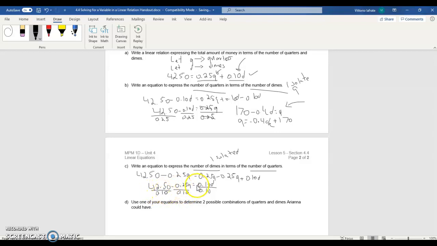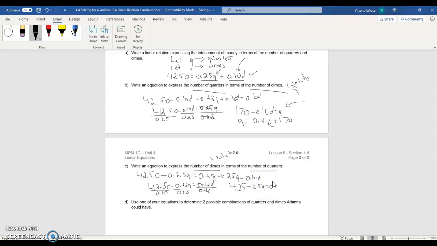Now this cancels out on the right side because we have it on the numerator and denominator. And so our end result, if you move the decimal over or if you need to use your calculator, go ahead and do that, is we get 425 minus 2.5Q is equal to D.